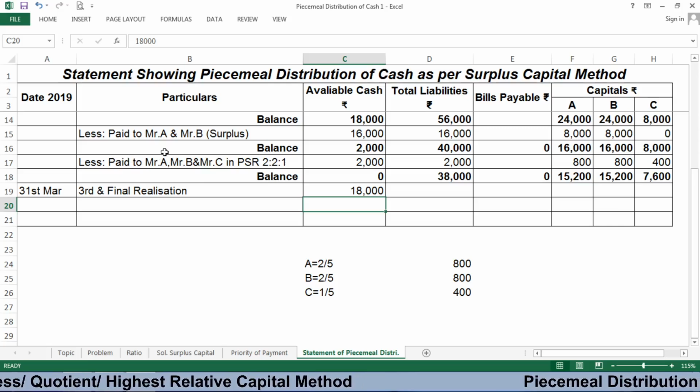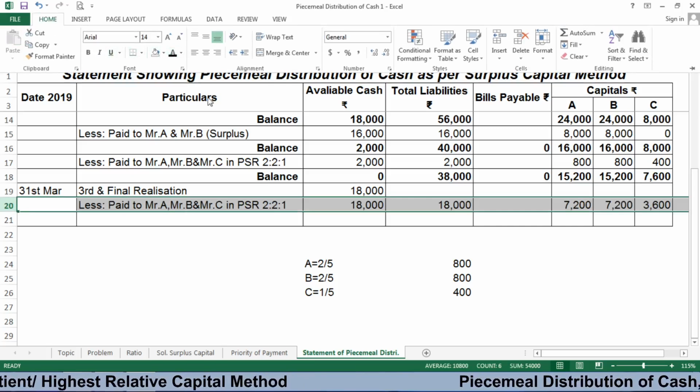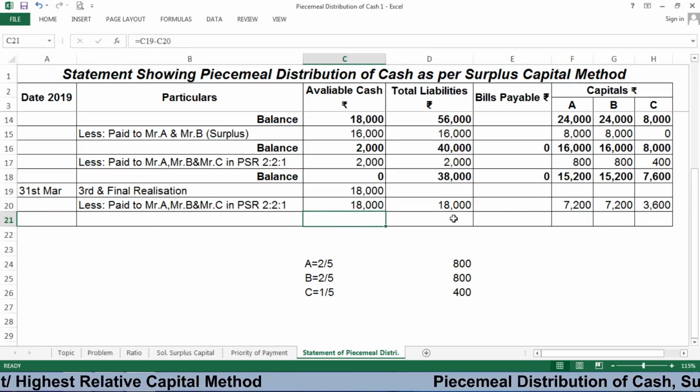So we have to pay all these in the profit sharing ratio, as in the earlier step. We have already paid to Mr. A, Mr. B and Mr. C in the profit sharing ratio, that is 2:1. Okay. Now in the next step we will pay all these amounts to Mr. A, Mr. B and Mr. C in the profit sharing ratio, that is 2:1. Now we will calculate here. Here you got the direct answer, that is 7,200, 7,200 and 3,600.